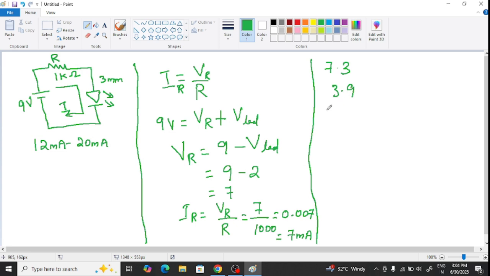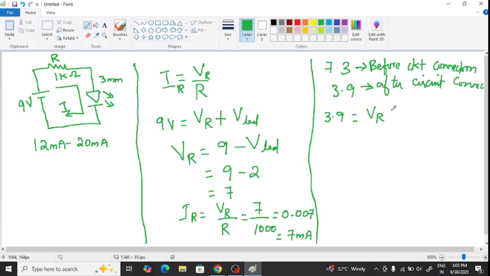So now we will come to our circuit. 3.9 is our main battery voltage. So instead of 9 we are going to write 3.9. This is after circuit connection, and this is before circuit connection, that is open circuit. So 3.9 is equal to VR plus VLED. So what is the voltage across our LED? I will show you in this circuit.